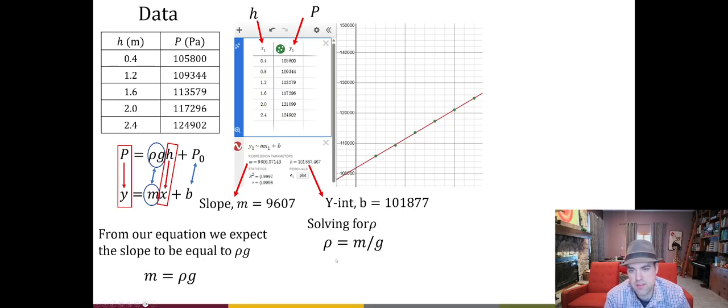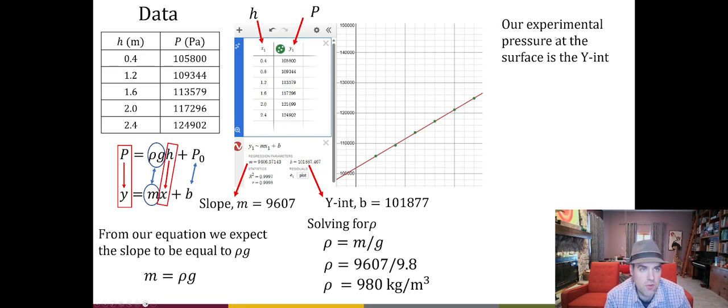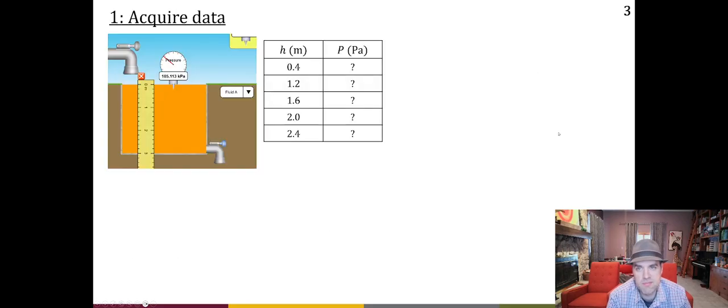So solving for our density rho, we get rho is the slope divided by g, where our slope is 9607, g is 9.8. We can plug those in and we arrive at a density of 980 kilograms per meter cubed. Similarly, for the y-intercept, we know that the y-intercept is our experimental value for the surface air pressure. So our y-intercept is 101,877. Therefore, our experimental value for the surface air pressure is 101,877 pascals.